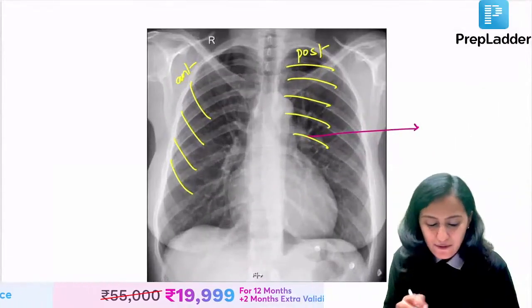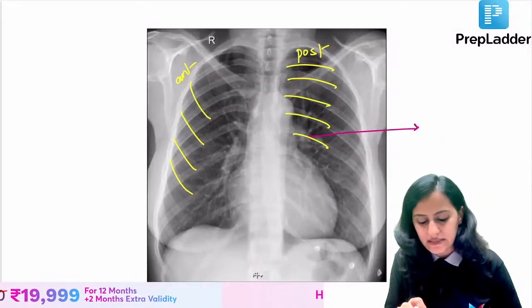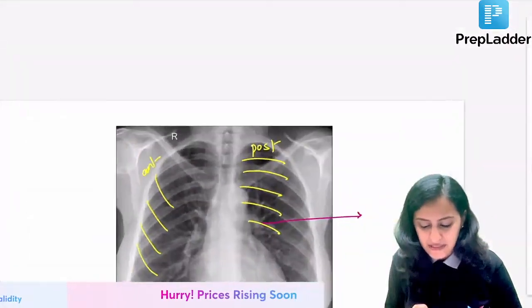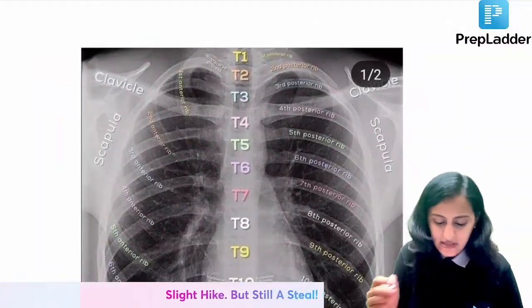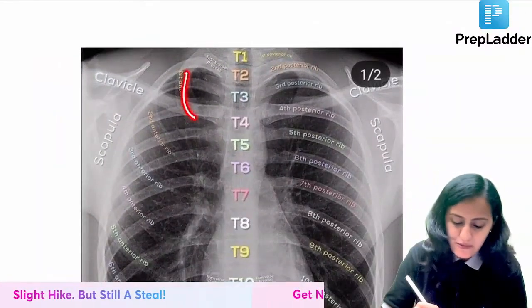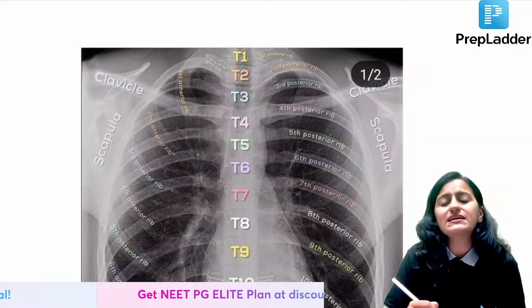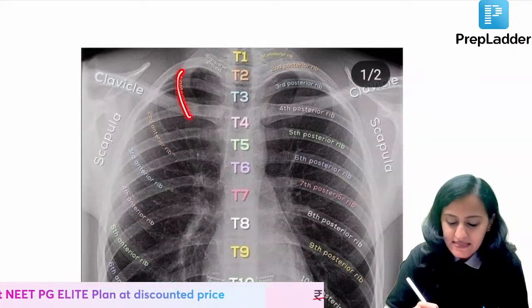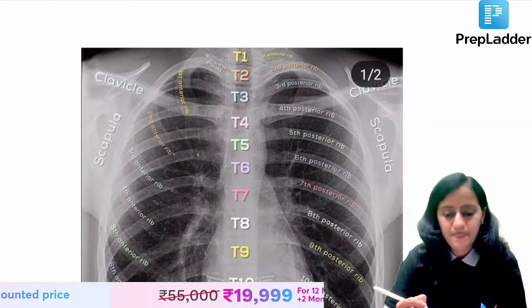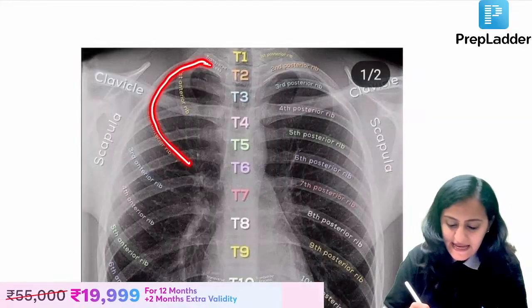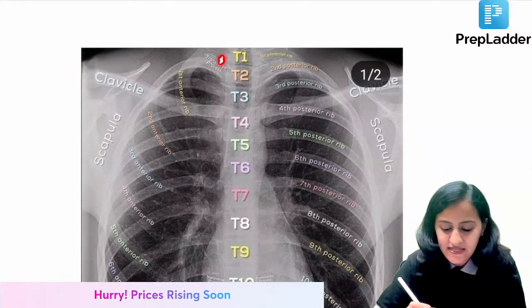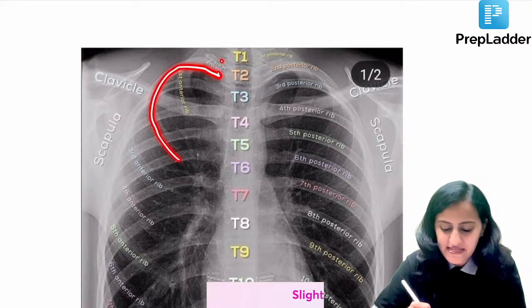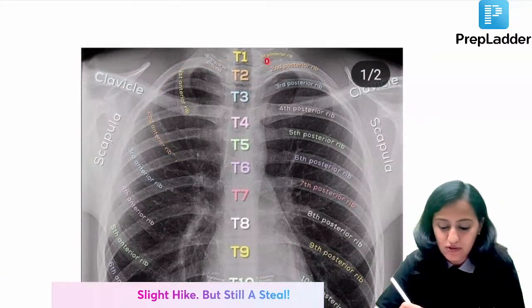Now how do you do the counting of the ribs? How will you do the counting here? Look at the image here, it's easy to start counting from the posterior end of the first rib. This is the first rib. This is the second rib. Now be very careful when you are counting the ribs because the posterior ends of the first and second ribs come quite close.